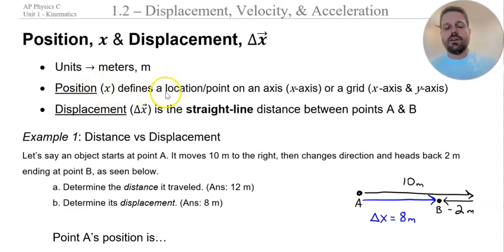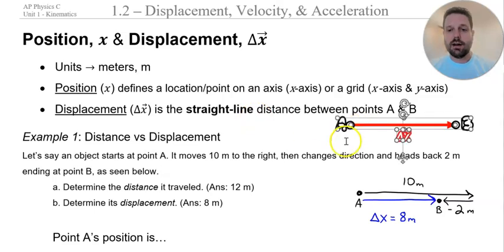It refers to a location or point on an axis. This can be on an x-axis or it can be on an x and y-axis if we have 2 dimensions, which would require us to have a grid and we have a coordinate point, right, for that position. It would be like an xy coordinate point. If you travel between 2 positions, like a starting position and an ending position on an axis or grid, then that would be technically the displacement.